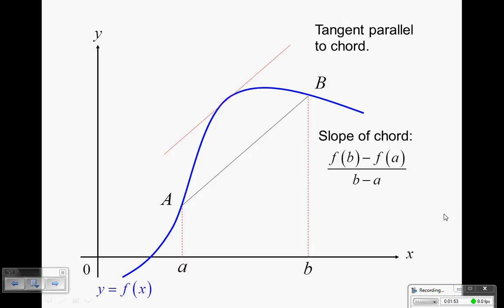If you look at the tangent that's parallel, what the mean value theorem is saying is there has to be some point in between A and B where the instantaneous slope is equal to the average slope.